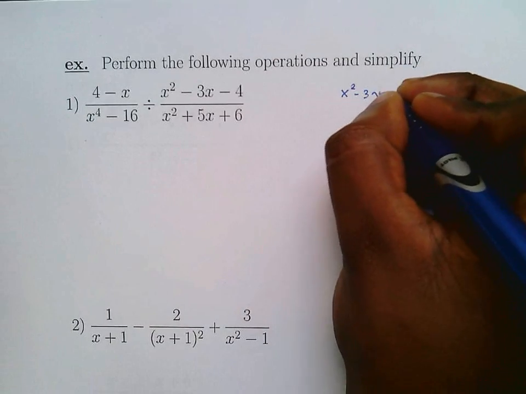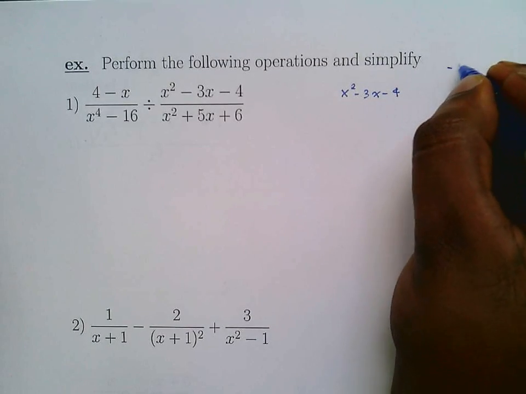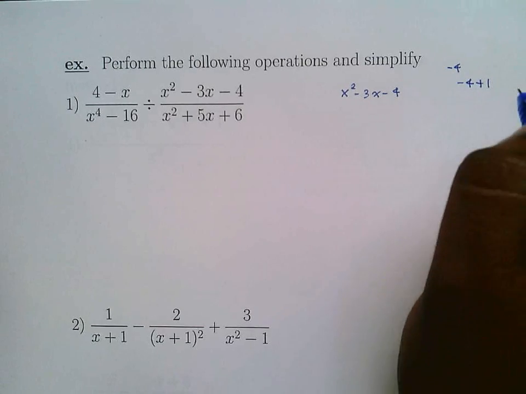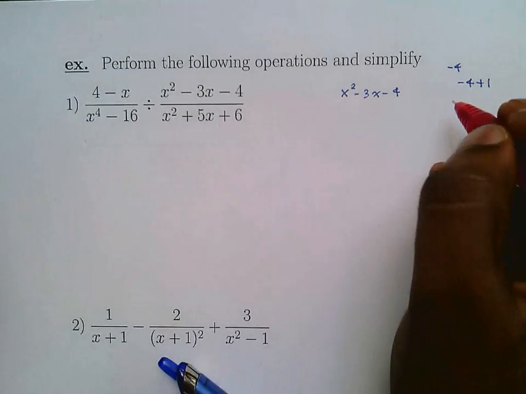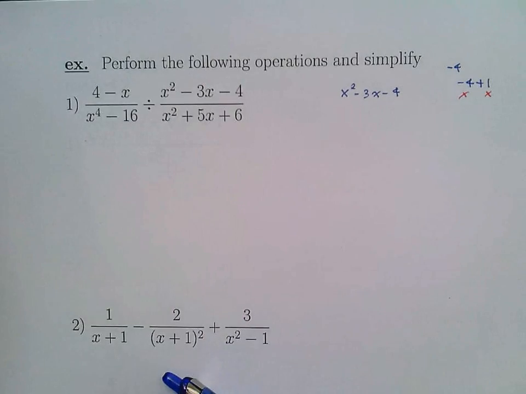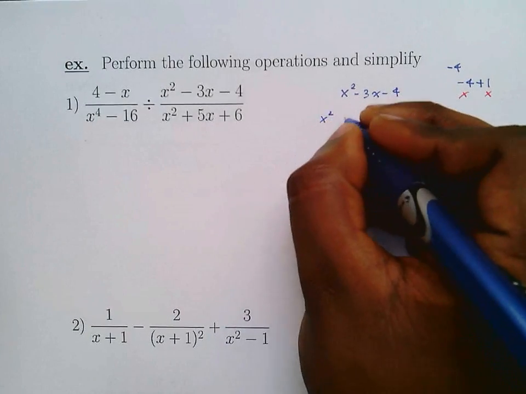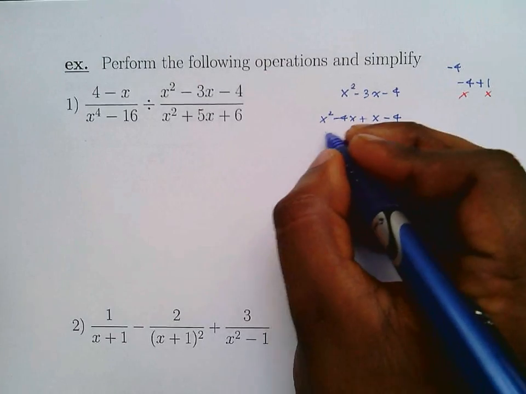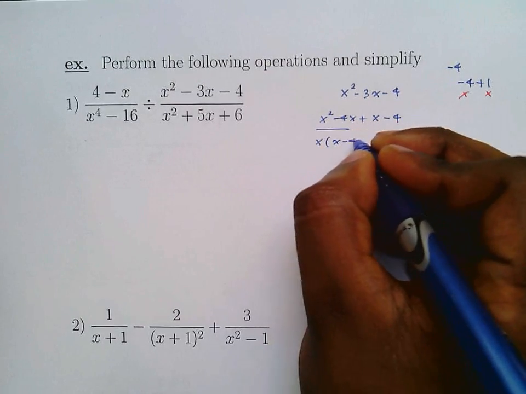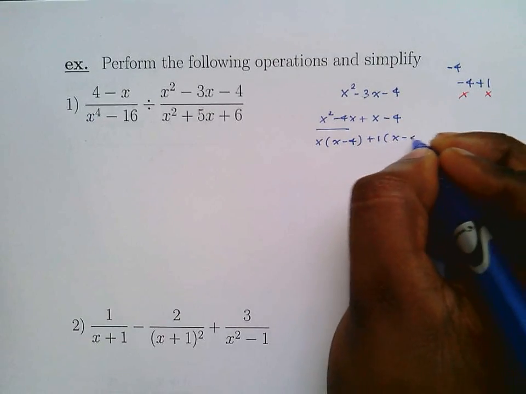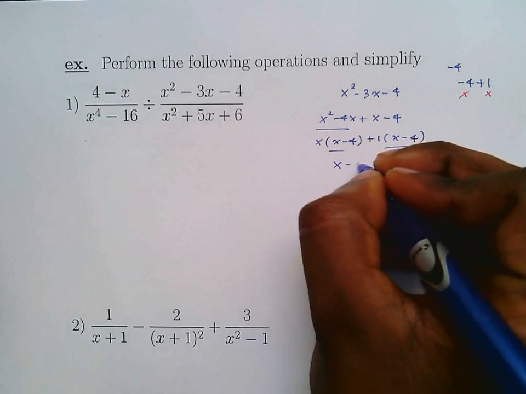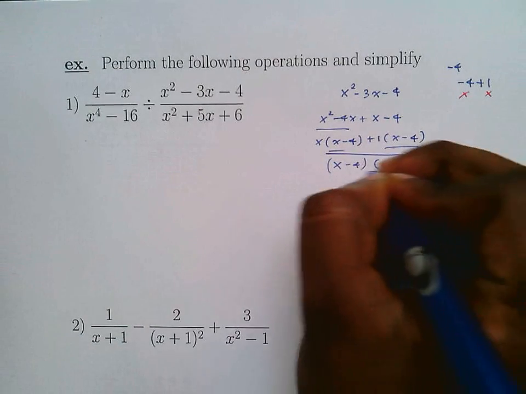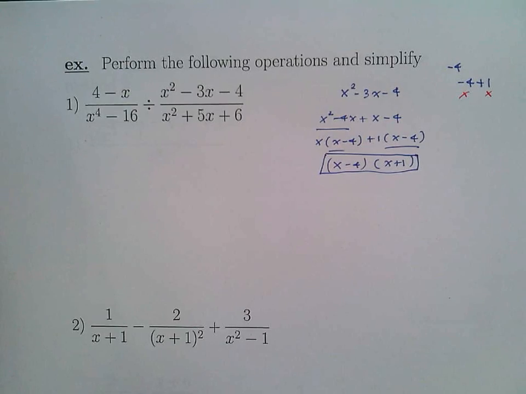x squared minus 3x minus 4. Factors of negative 4 that would add up to negative 3, that would be negative 4 plus 1. So split to negative 4x plus 1x. So x squared minus 4x plus x minus 4. So factor this: x times x minus 4 plus 1 times x minus 4. Factor that: x minus 4 times x plus 1. Okay, it's not a final answer, but I just circled it.